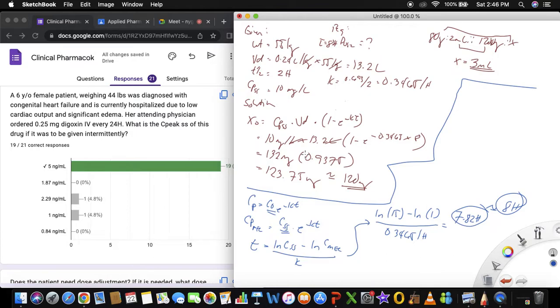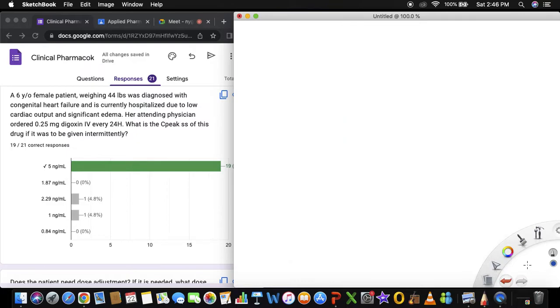A 6-year-old female patient weighing 44 pounds was diagnosed with congenital heart failure and is currently hospitalized due to low cardiac output and significant edema. Her attending physician ordered 0.25 milligrams of digoxin IV every 24 hours. What is the C-peak SS of this drug if it was to be given intermittently?